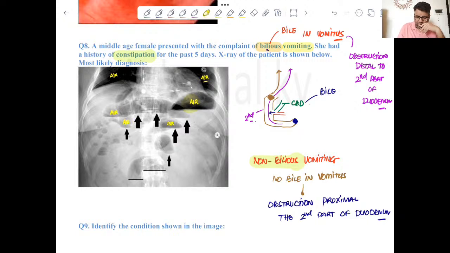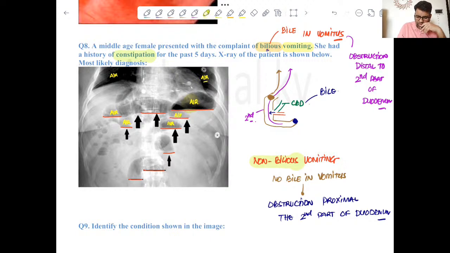So this is all air in bowel. Now what is more important to understand here, the lower margin of the air is a straight line, right? So the lower margin of the air is almost a straight line everywhere, clear? So this is one more important finding which you can notice here.